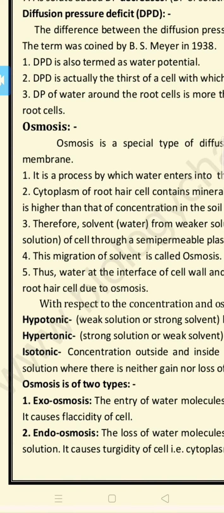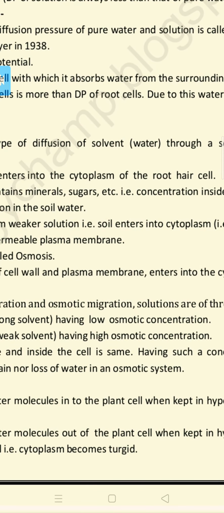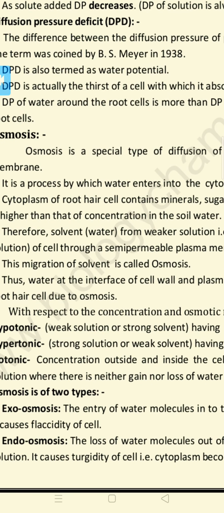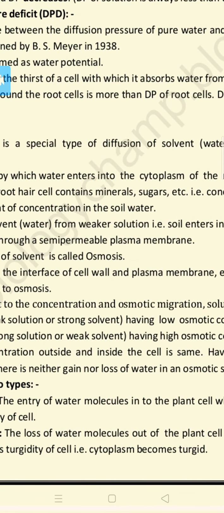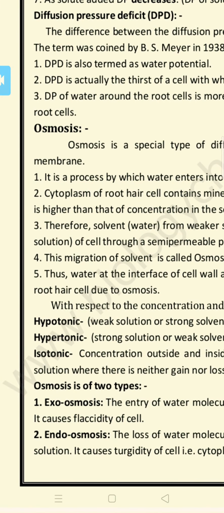Next one is hypertonic. Hyper means extra, high, more. So what is hypertonic? A strong solution or weak solvent having high osmotic concentration. The meaning of hyper is high, so high concentration, remember it.